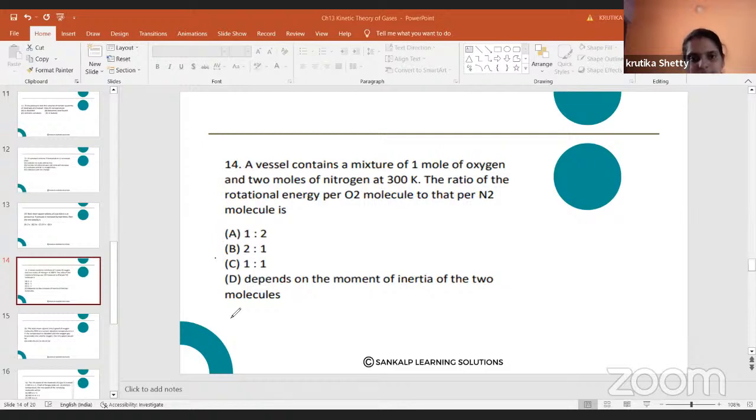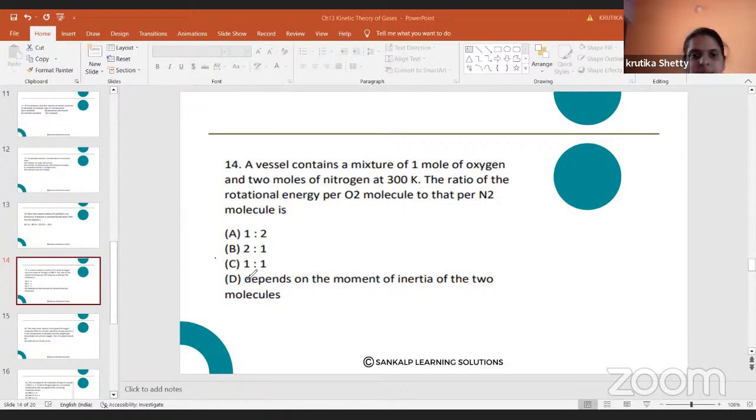Okay, so as you see here, whatever O2 and N2 is there, they are diatomic. So the diatomic has 2 degrees of freedom associated with the motion. According to the law of equipartition of energy, it carries energy of half kT. Since the 2 gases are at the same temperature, therefore, which option? That is option C, it is in the ratio of 1:1.